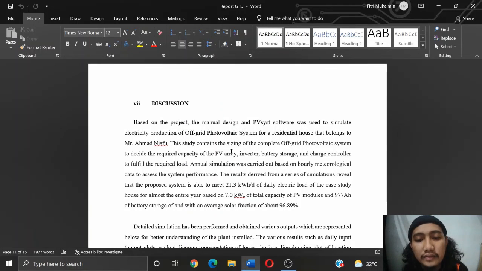The result derived from a series of simulations revealed that the proposed system is able to meet 21.3 kilowatt hours per day of daily electric load of the case study house for almost the entire year, based on 7 kilowatts total capacity of PV modules and 970 ampere hours of battery storage, and with an average solar fraction of about 96.89%.